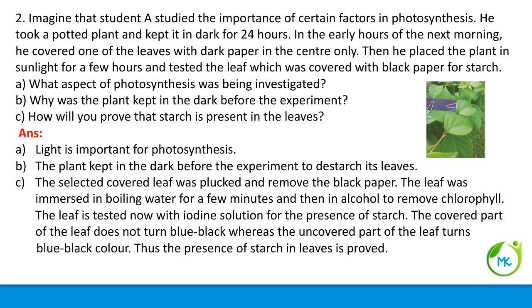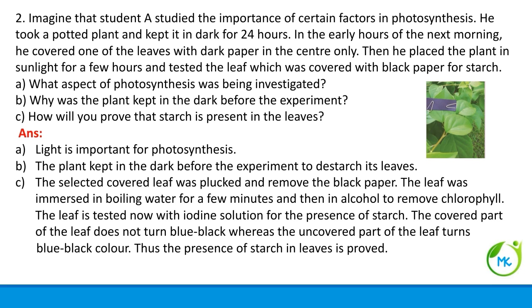Third question they are asking, how will you prove that starch is present in the leaves? We can prove the presence of starch in the leaves by doing the iodine test. So let's see how to do this test. The selected covered leaf was plucked. They have covered one leaf. That leaf was plucked, and the black paper was removed from the leaf. The leaf was immersed in boiling water for a few minutes and then in alcohol to remove chlorophyll. Because then only the leaf will turn colorless, so when we do the iodine test, we can see the reaction properly. So they are removing the chlorophyll.